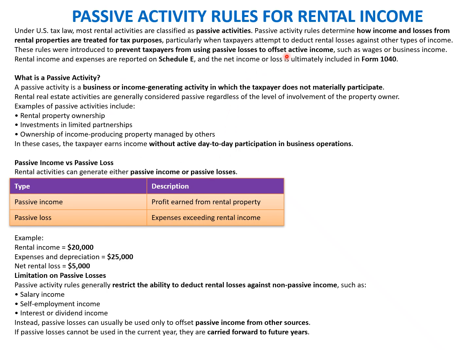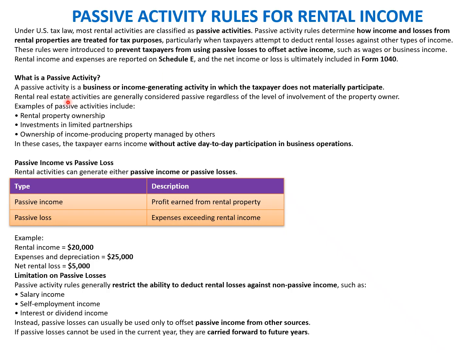Particularly when a taxpayer attempts to deduct rental losses against other types of income. These rules were introduced to prevent taxpayers from using passive losses to offset active income. So basically, there are certain rules whereby the taxpayer cannot deduct passive losses, or losses from the rental, against active income. There are certain rules, and we'll talk about this in detail in this slide.